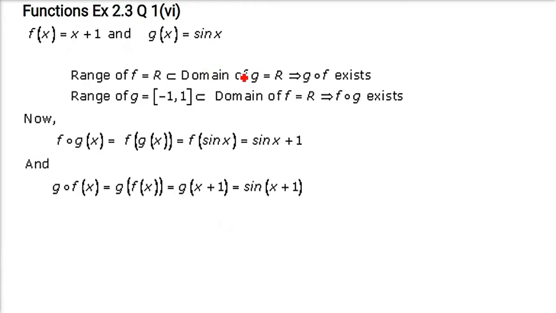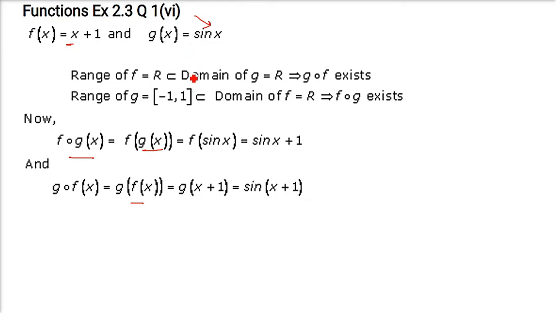Now the sixth one. f(x) is x plus 1, g(x) is sine x. I hope you'll be able to do it. f of g(x): take sine x in place of x, so sine x plus 1. Now gof x: take f(x), which is x plus 1, put it in the place of x in sine x. So you get sine of x plus 1.